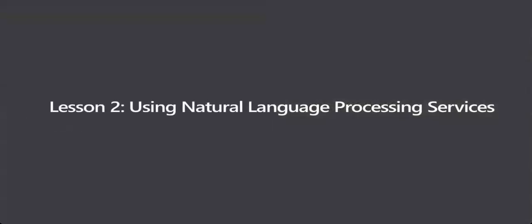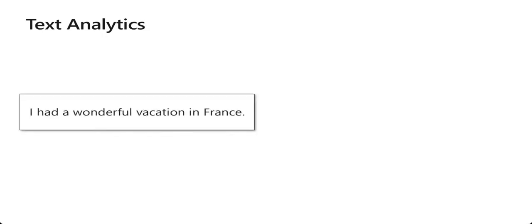So let's continue with the second part of this module, that is really using natural language processing services. Let's take a look at each one of them. So the first one is text analytics. As the name suggests, it is used to analyze text documents. For example, you use the text analysis services to recognize the text, "I had a wonderful vacation in France." And then the service itself can determine the language that the text is written in. So it will probably say predominant language, English.